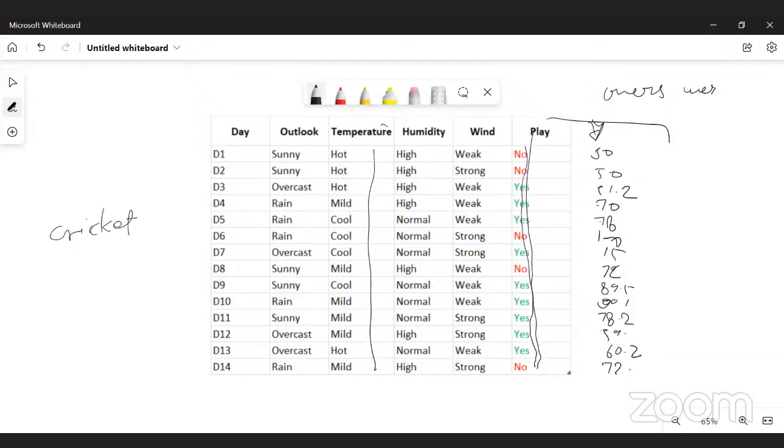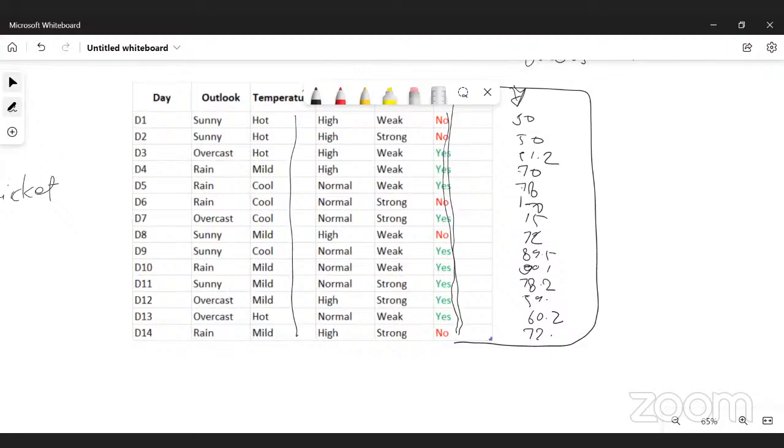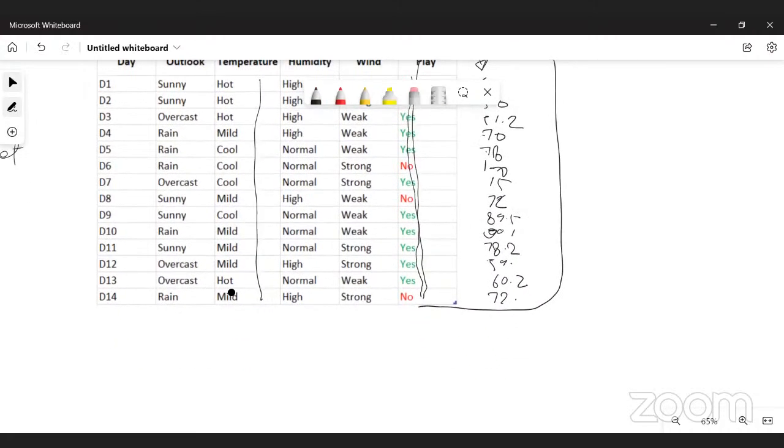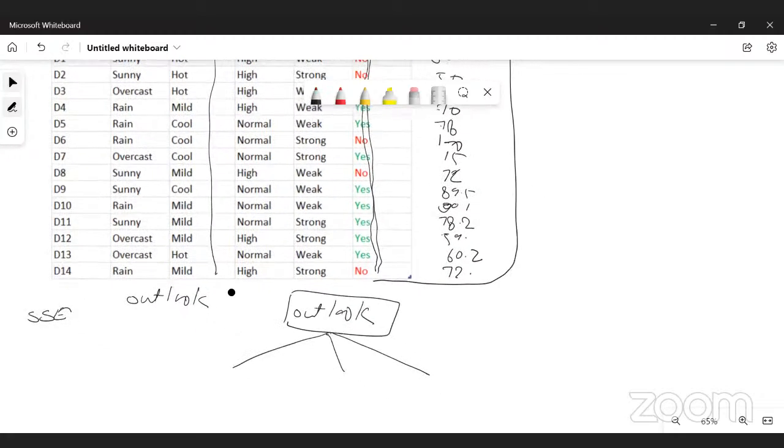Okay, so now this is your regression problem. Same problem, same question: which feature to use for splitting. You will find the sum of squared error for all these features. So for outlook, because it is categorical, you will split it into sunny, rain, and overcast, right?